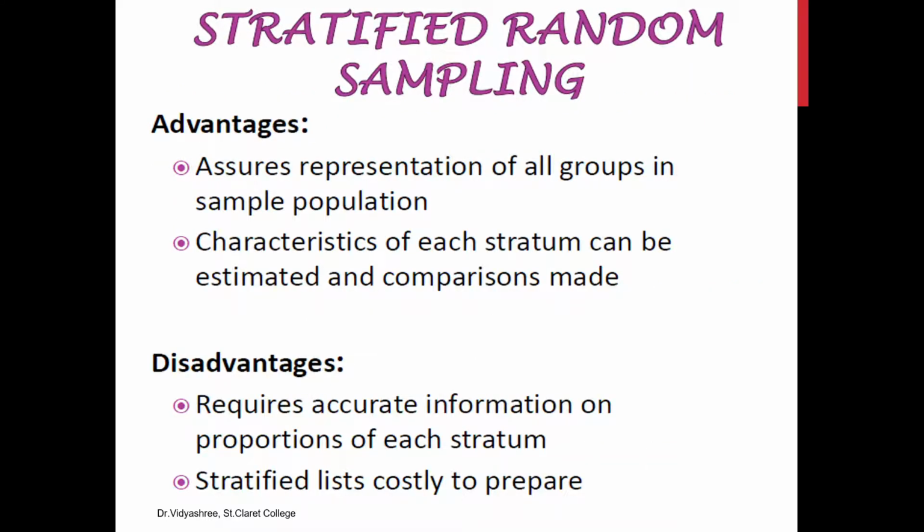The main advantage of this is that, since people are picked from each group, it assures the representation of all the groups, since from each group there would be people to represent their homogeneity group. Then the characteristics of each stratum are easy to estimate and comparison could be made. The main disadvantage is that it is a bit costly to make the bifurcation for each stratum, and to make these groups, the researcher should require proper information to divide the group in an exact homogeneity form.